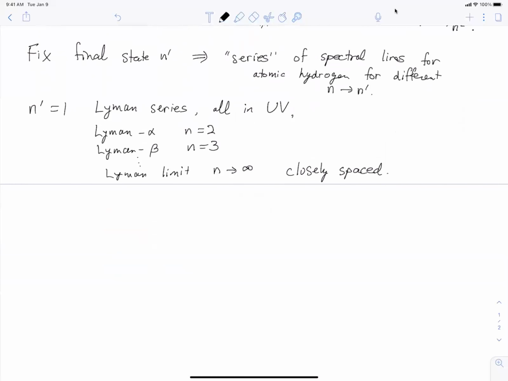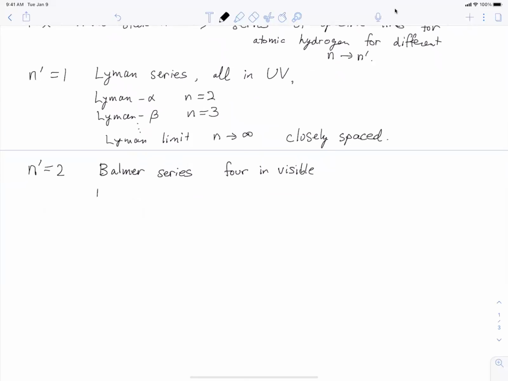Okay, so the n prime equals 2 case is interesting. That's called the Balmer series. One of the reasons it's interesting is that at least some of the lines are in the visible. In fact, 4 of them are in the visible. And so you can actually see them with your own eyes in telescopes.